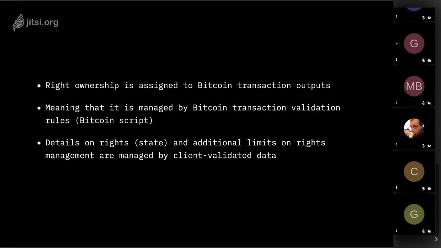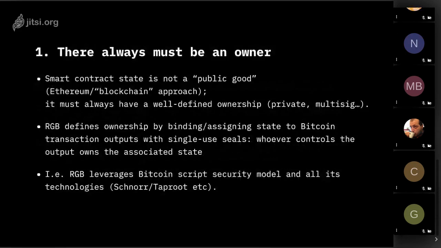So while RGB relies on Bitcoin for managing rights, it imposes additional rules on top of Bitcoin rules, which are not related to the rights management, but which are related to the evolution rules of these rights. Let me explain that in more detail. With RGB, there always must be an owner. The smart contract state, unlike in the case of DAOs and Ethereum, is not a public good. It must always have a well-defined ownership.